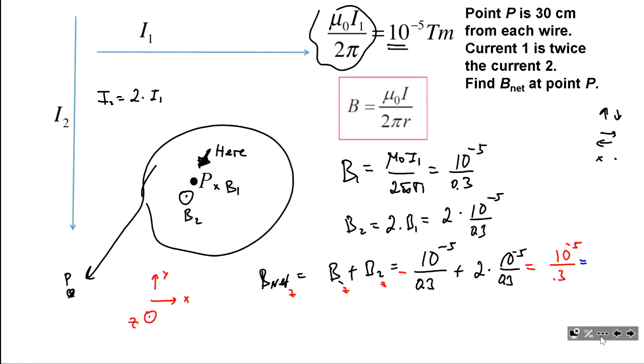What is it? Actually, 10 times 10 to the negative 4 over 3. So 10 over 3, what, 3.3 times 10 to the negative 5th Tesla.